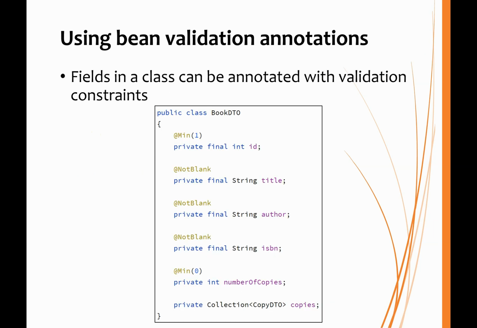So here's an example where we have an ID field, and we're saying that its minimum value is 1. In other words, if we were to try to put a 0 in that field, this validation would reject the value and generate an automatic error message. We can see here that title and author and ISBN, each one of them must not be blank. And with the number of copies, the minimum permitted value is 0. So you can see that these annotations make validation very readable.